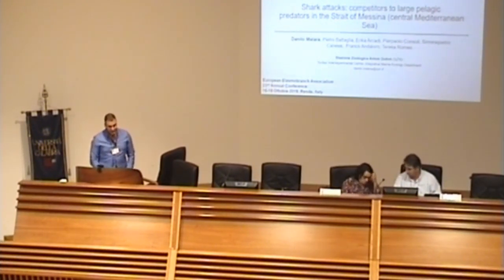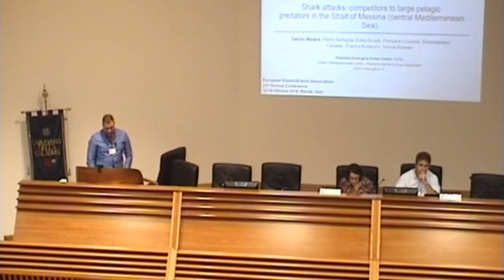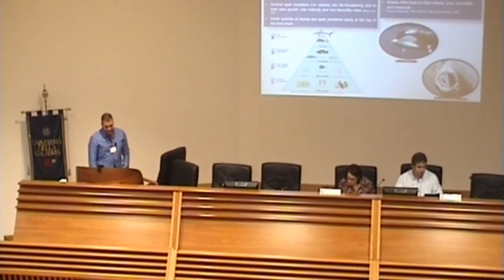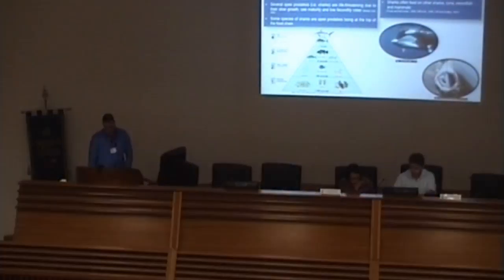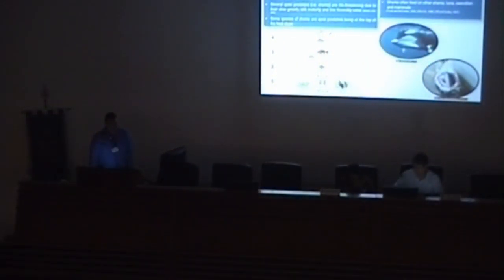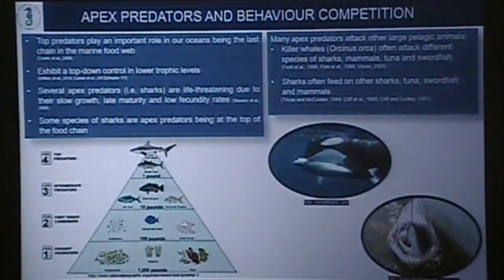Good morning, everyone. Thank you for coming today. My name is Danilo Malara, and today I'm going to talk about sharks attacking competitors, large pelagic predators, in the Strait of Messina. Top predators play an important role in our oceans. They exhibit top-down control of lower trophic levels, and they have life history characteristics such as slow growth rate, late maturity and low fecundity. Not all, but some of them are considered apex predators and are able to attack other large predators.